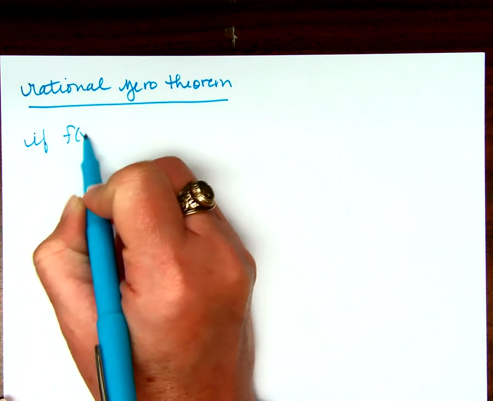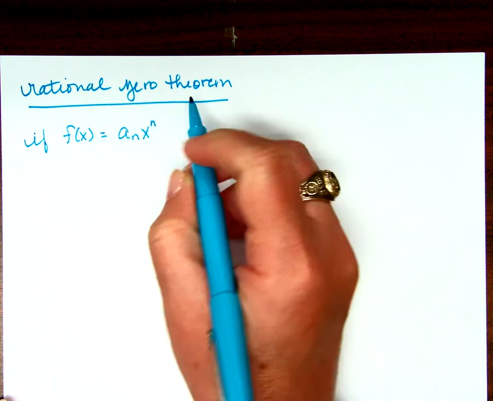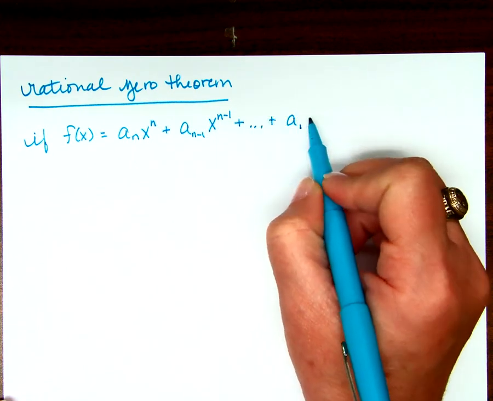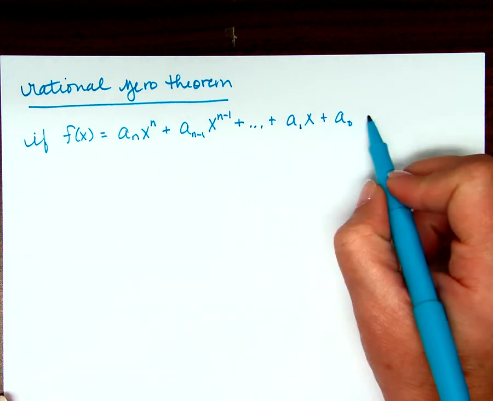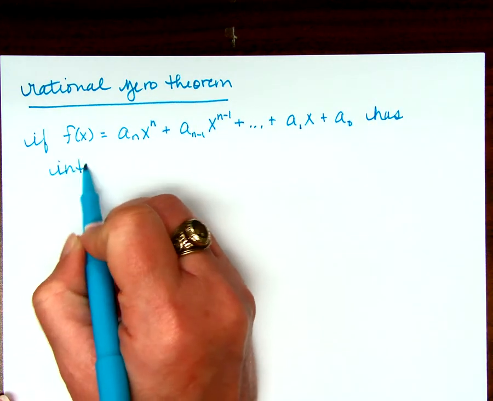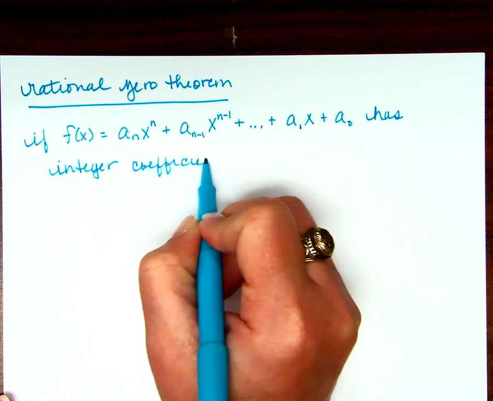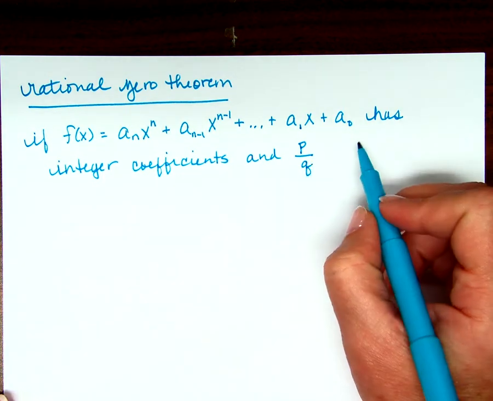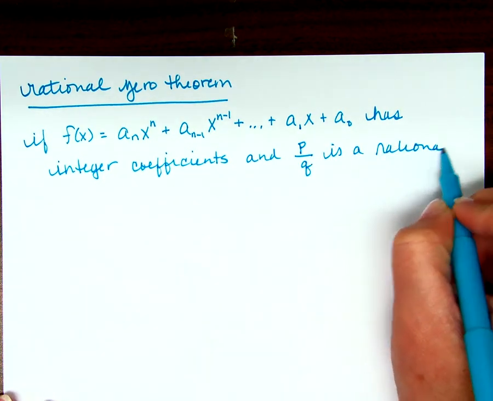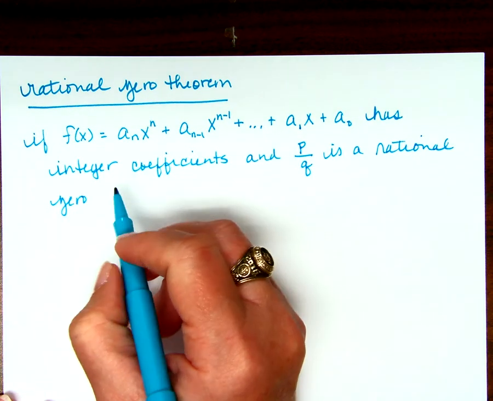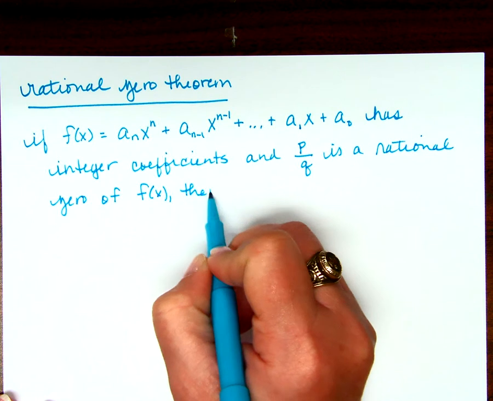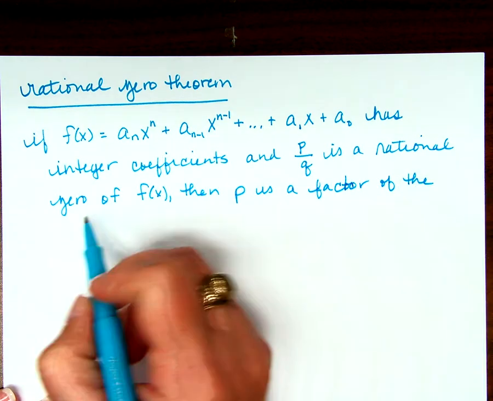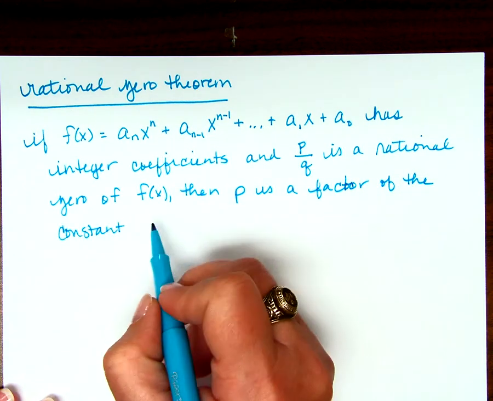If f of x equals a n x to the n, do you remember this? Plus a sub n minus 1 x to the n minus 1 plus a sub 1 x plus a sub 0. If this has integer coefficients, and p over q is a rational zero of f, then p is a factor of the constant, which is a sub 0.